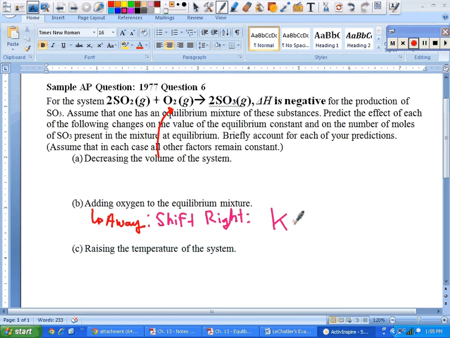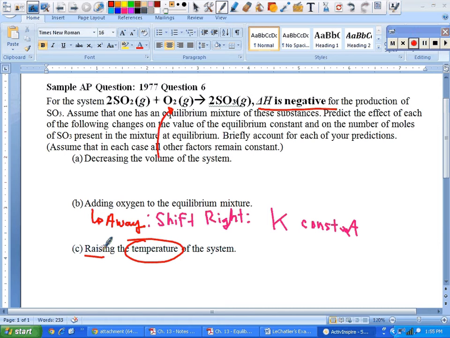Now, last question, and this is very important. Look at the phrasing of the equation up top. It gives you the equation, and then they give you something very interesting. They say delta H is negative. Now let's look at letter C. Raising, as soon as you see temperature, what should be going off in your head? What's going to change? K will change, so we've got to figure out how it's going to change. What are you looking for when they say something about temperature? You're looking for delta H. You're looking for the sign of delta H.